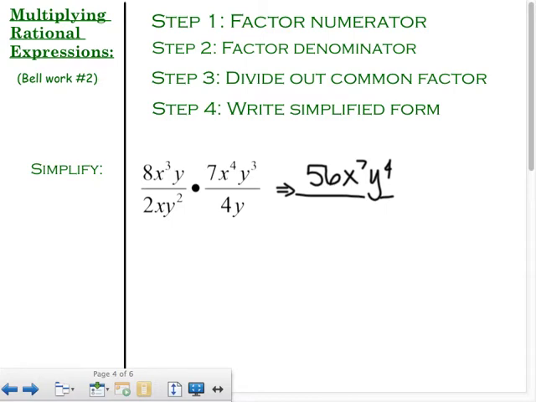Same thing in the denominator. 2 times 4 is 8. X doesn't have a like term, so we'll just leave it. And y squared times y is y cubed.